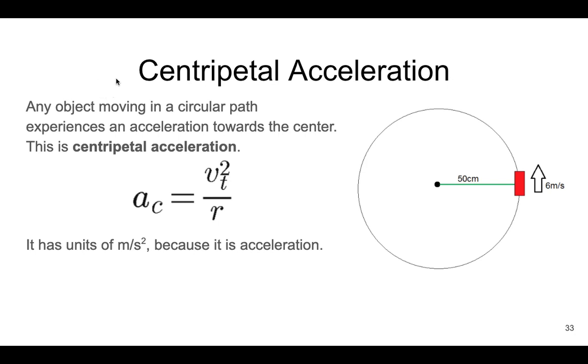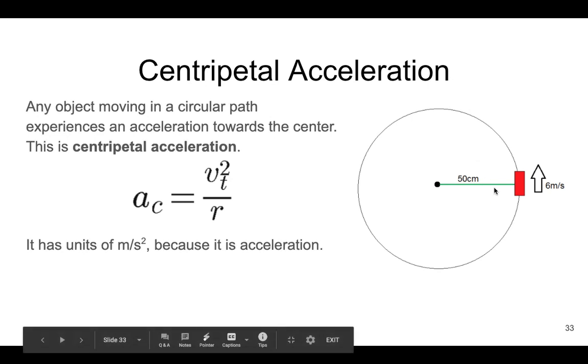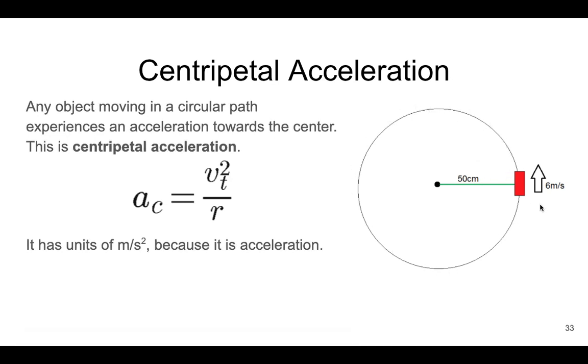So now this object is going counterclockwise around here. It's moving in a circular path, and it might have a constant speed of just 6 meters per second, but it is constantly changing direction. And if your velocity is changing direction, then you are accelerating. That's what centripetal acceleration is. Here's your formula for centripetal acceleration, a sub c. It's v tangential squared divided by the radius. And the units of a sub c are meters per second squared. This is acceleration, so it's going to have the units of acceleration, meters per second squared.